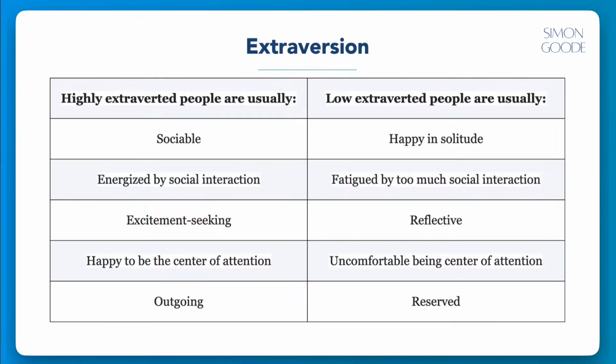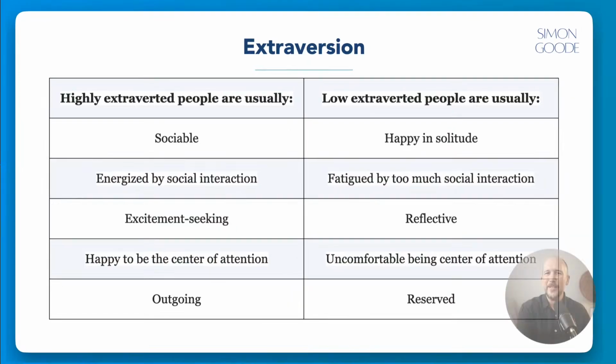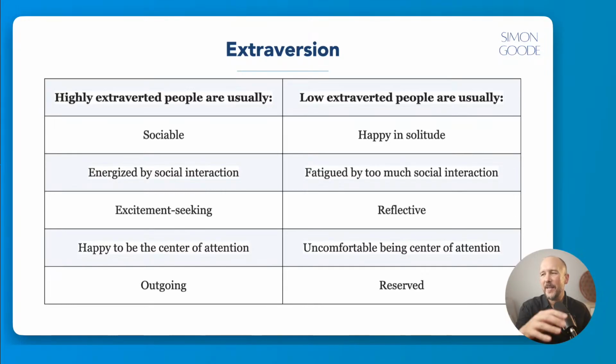So extroversion is the next of these factors. People high in extroversion tend to be more sociable. They're energized by social interaction. That often means that they can tolerate long periods of hanging out with people, traveling together with work colleagues. A high extroversion person wouldn't mind that at all.